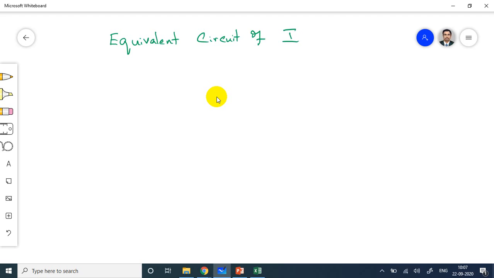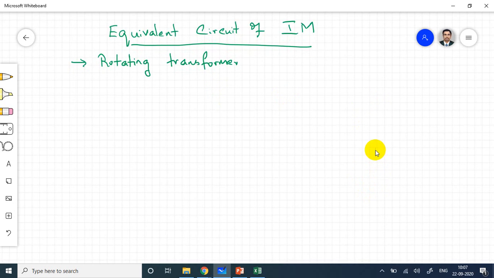Equivalent circuit of induction motor. Actually, you know the concept of transformer. Transformer is the static device which transfers electric energy from one stage to another stage. So the induction motor also acts as a rotating transformer. Now by using the transformer concept, I'm going to draw an equivalent circuit.